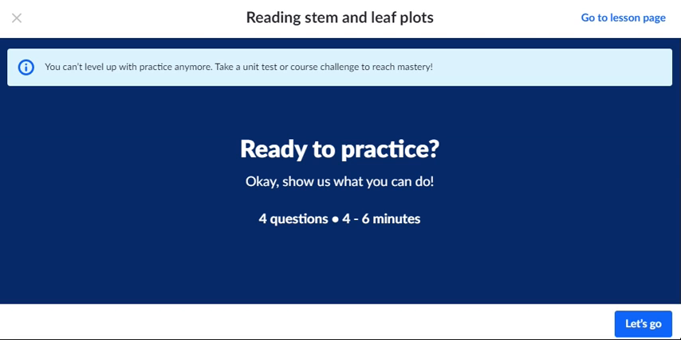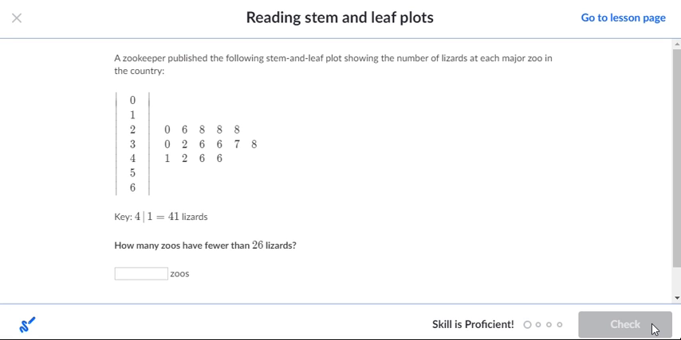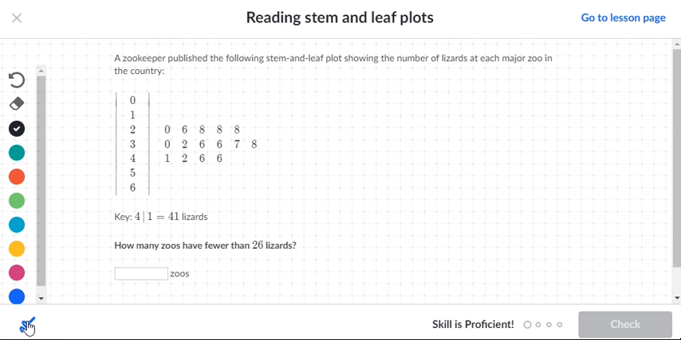Reading and interpreting data. Here we want to do reading stem and leaf plots. A zookeeper published the following stem and leaf plot showing the number of lizards at each major zoo in the country. Now, when you look at a stem and leaf plot, these are actually the front numbers.